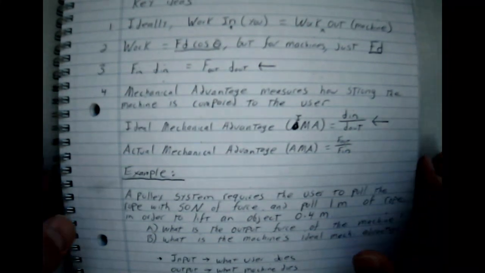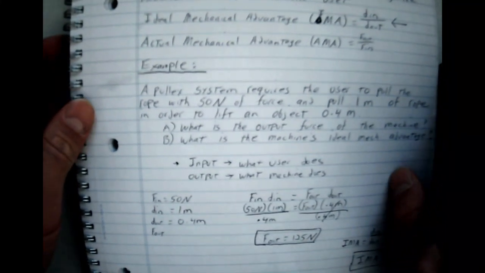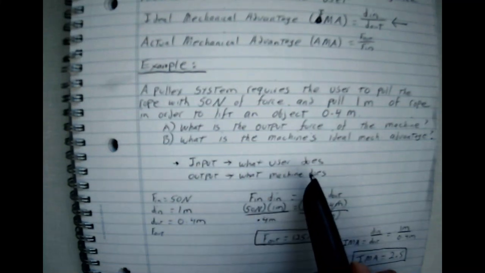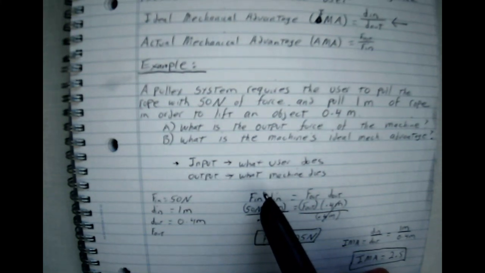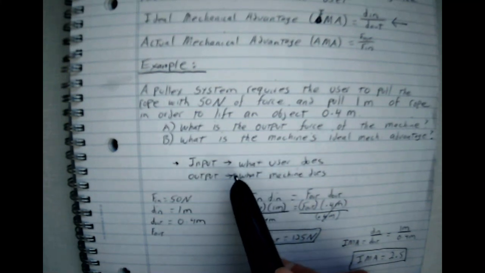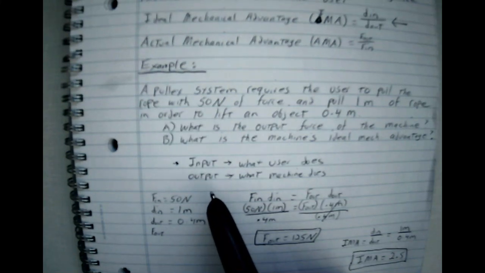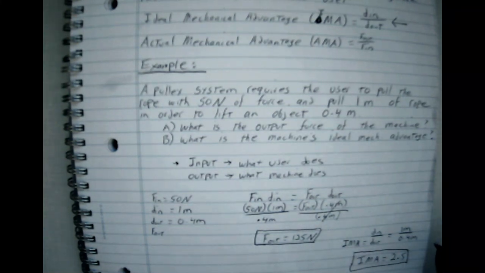But before we do that, it's very, very important. If we're going to use these equations, we need to make sure we understand first that whenever we're talking about input, input is whatever the user does. All right, so that's the person pulling down on the rope in a pulley system, or pushing down on a lever, or pushing an object up an inclined plane or something like that. What the user does is the input. The output is what the machine does. So if you're trying to lift an object using a pulley system, the object being lifted would be the output force, and how far it lifts that object would be the output distance.